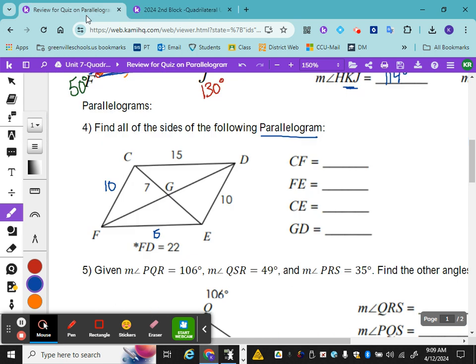Diagonals bisect each other. They cut each other in half. So if this is 7, this is 7. FD is 22. So if F to D is 22, 22 divided by 2 is 11. So this is 11 and this is 11. And so then we have all of our sides. So just fill it in. C to F is 10 right here. F to E is 15. C to E is both of these, 7 plus 7, 14. And G to D is 11.